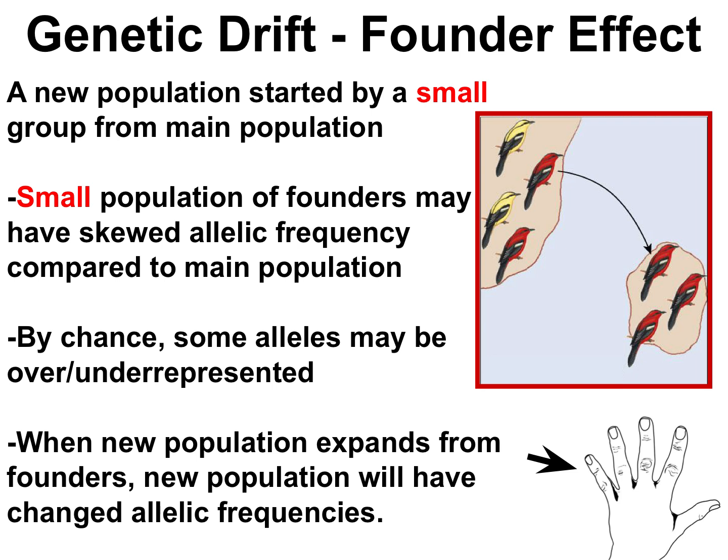To emphasize, what happened was that the small population of founders, by chance, had skewed allelic frequencies compared to the main population. So by chance, red was overrepresented here and yellow was underrepresented. Now, when the new population expands from these red founders, the new population will have different genetic makeup compared to that first main population. That change over time, caused by random chance events, is evolution.